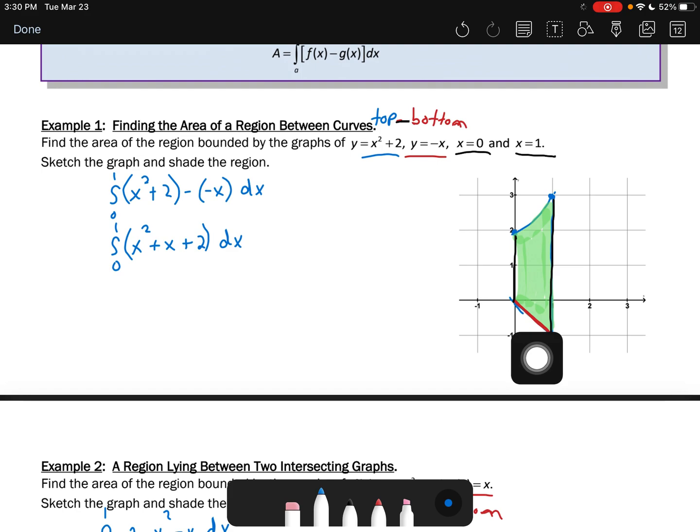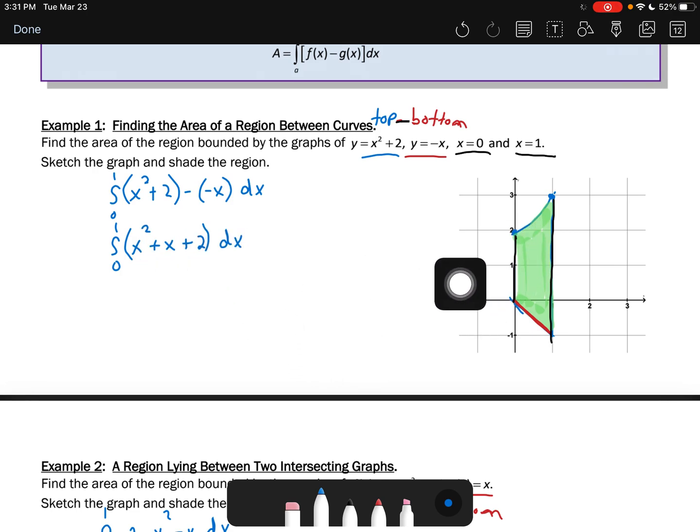Now these lines, x equals 0 and x equals 1, give me my other bounds for enclosing this region that I have here. It almost looks like a trapezoid, except we've got this little curve here. So this green shaded region is what I'm going to determine the area of.